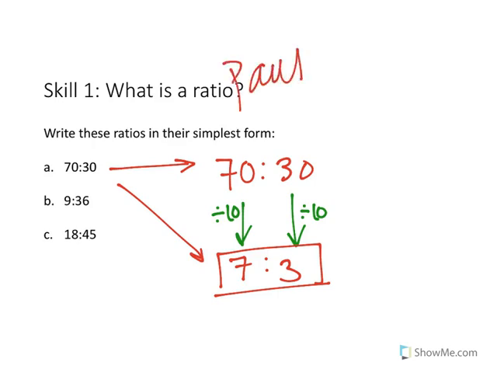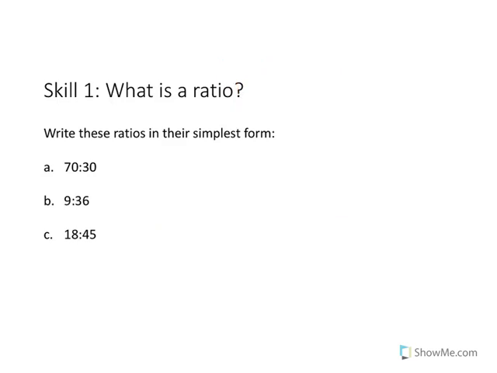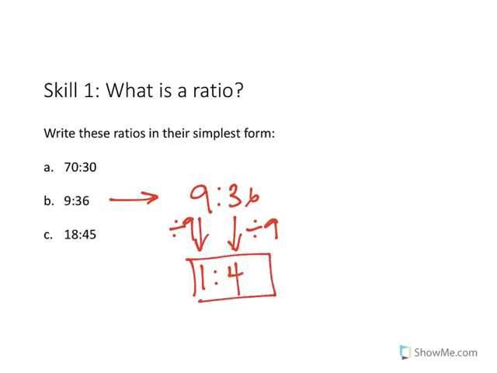Go ahead and pause and complete the next 2. Nine to 36, you can divide by 9. So this makes 1 to 4. So the ratio of B is 1 to 4.